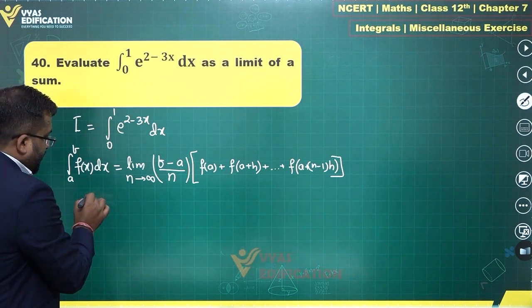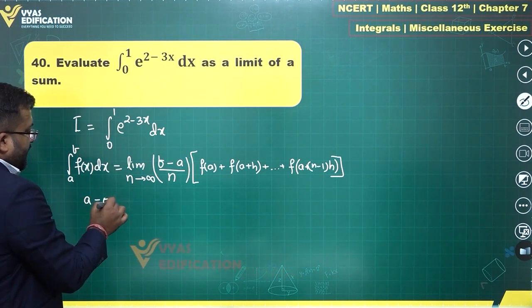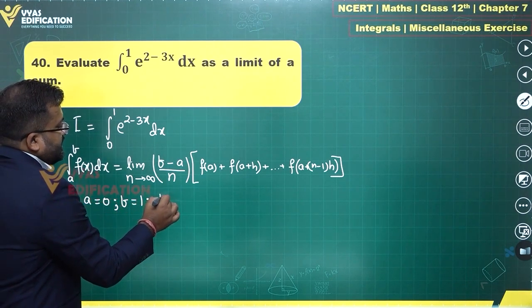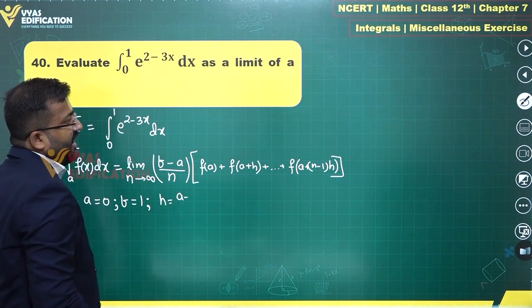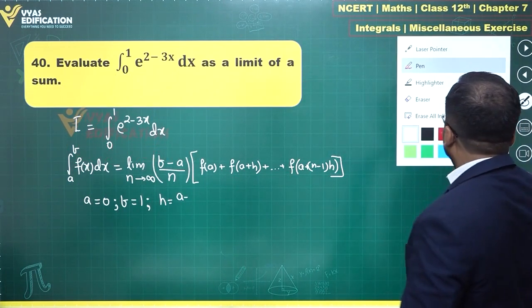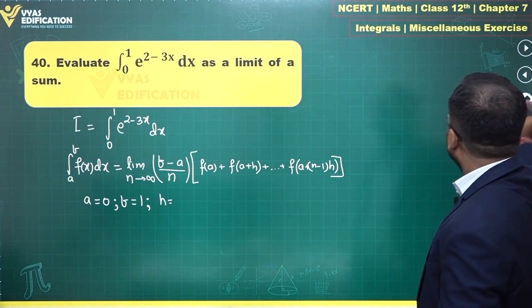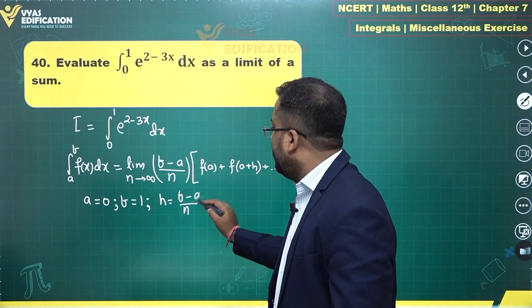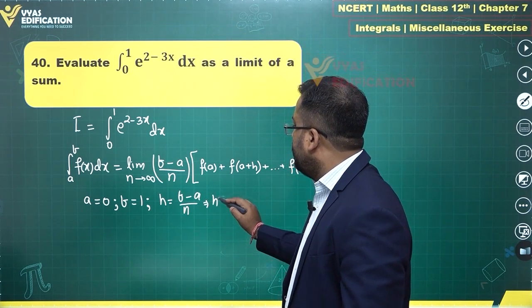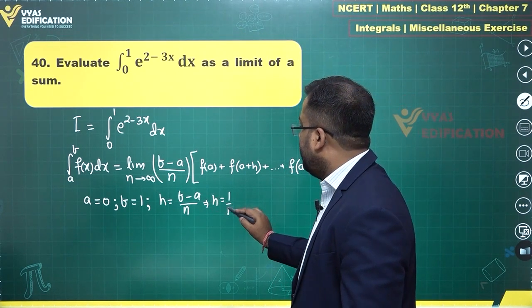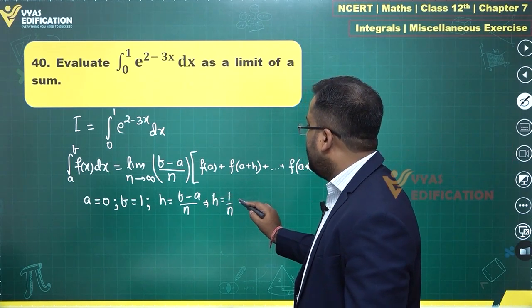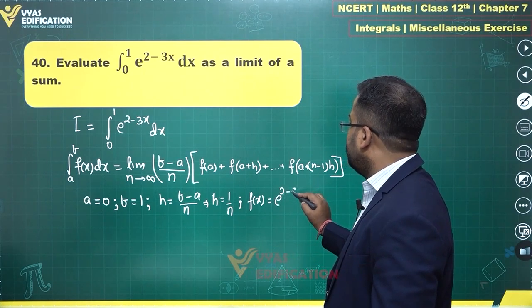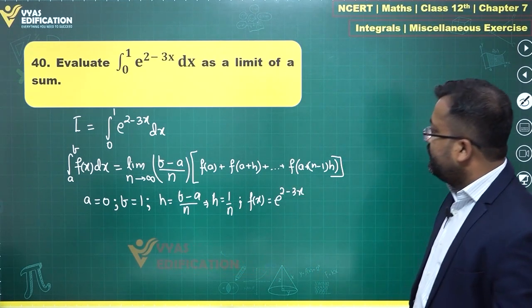Find the values of a, note the values of a. a is equal to 0 by comparison, b is equal to 1. h is (b minus a) upon n, which simplifies to (1 minus 0) upon n. This is h. What is f(x)? f(x) is this function, e power 2 minus 3x. This is what you have.